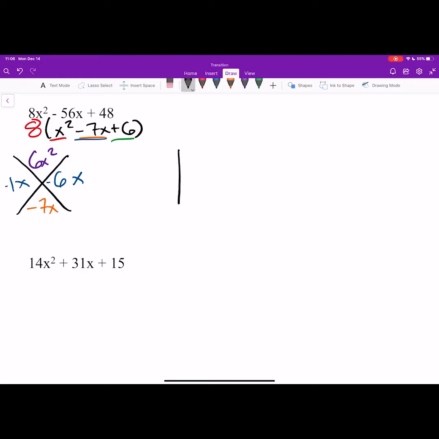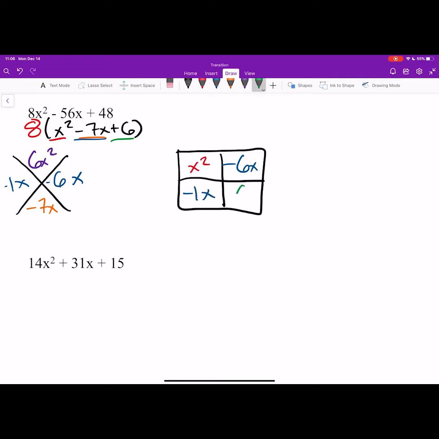Since a happened to be 1 in this case, we don't really need to use the box. We can use our shortcut, but I'm just going to work with the box just as an example. Remember, the middle terms go there. First term goes in the first box. Last term goes in the last box. I look across the top and ask myself, what's the greatest common factor? Well, x is the largest thing that goes into both of those.